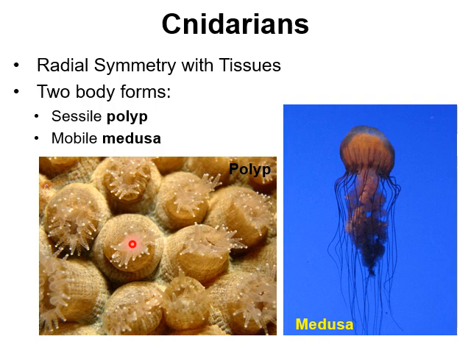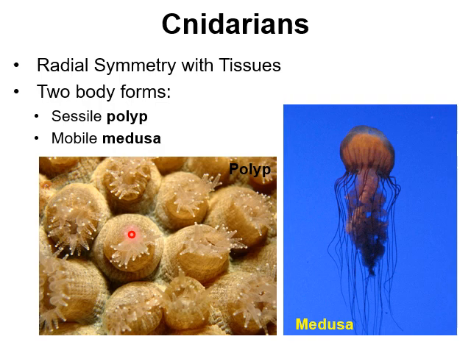So cnidarians are radial, and cnidarians have actual tissue, right? So they have things kind of like muscles, they have digestive tissue, they have nerves. They can't necessarily think, but they do have a nervous system, right? So they have tissues like we do.